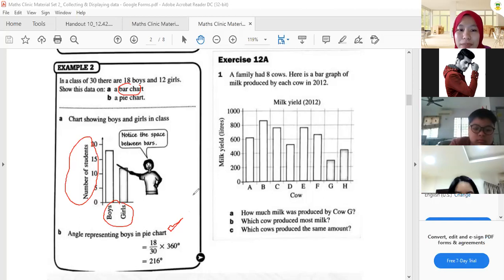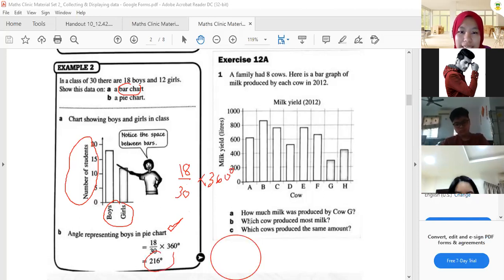Angle, this one if you want to construct a pie chart. For a pie chart, always make sure that the total, let's say boys is 18, out of the total students, which is 30, you multiply by 360. So you will get 216. When you draw the circle, draw the circle nicely, don't be like me here. Use compasses, and then place a protractor and find 216 degrees. You know that one straight line is 180, right? So 216 will be like this.